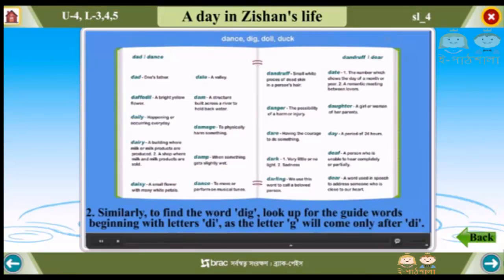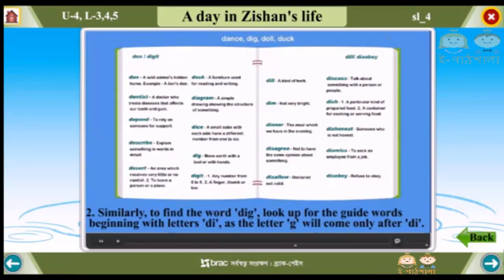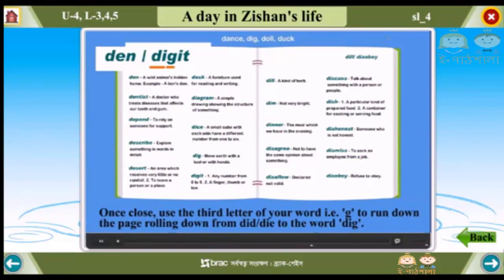Number 2, similarly, to find the word dig, look up for the guide words beginning with letters D-I, as the letter G will come only after D-I. Once close, use the third letter of your word, which is G, to run down the page, rolling down from did, die, to the word dig.